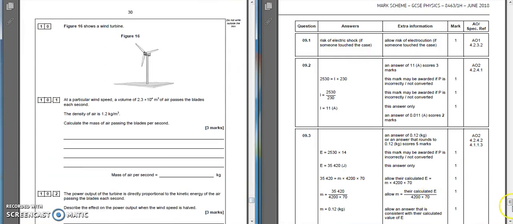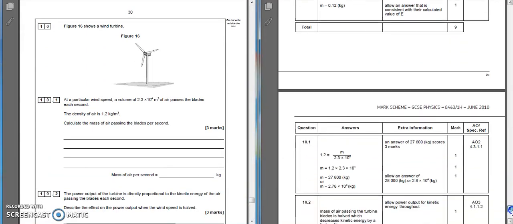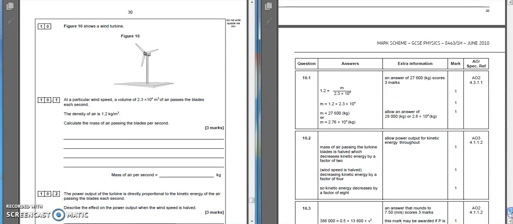Question 10. Here we go. So we're looking at the mass of air going per second, and this is just look at the information that's in the question. We're getting 2.3 times 10 to the 4. That's like 23,000 cubic meters of air passing each second. And each one of those is 1.2 kilograms. So we're going to literally times those together. It's 1.2 times the 2.3 times 10 to the 4, or times by the 23,000. That'll give you a mass of 27,600.